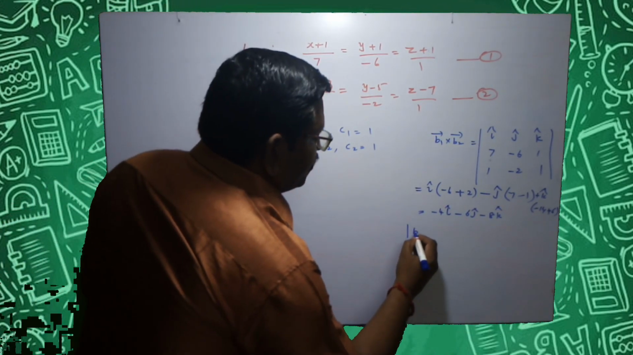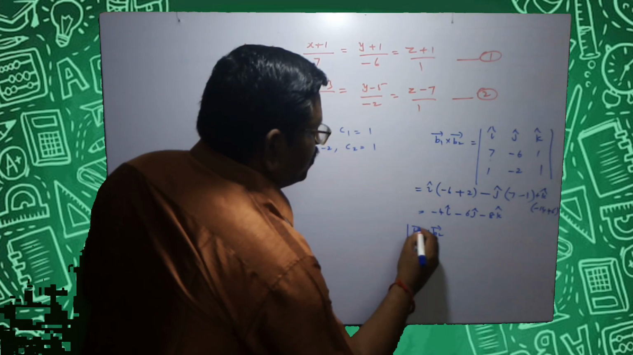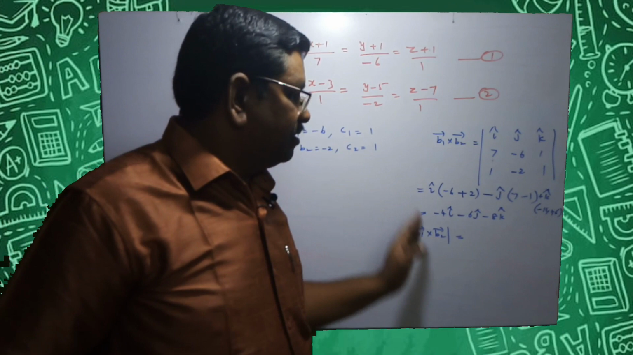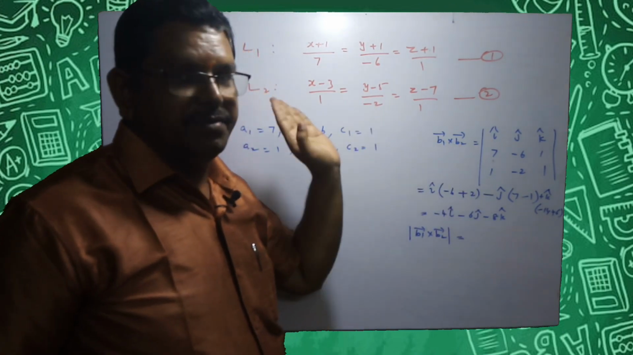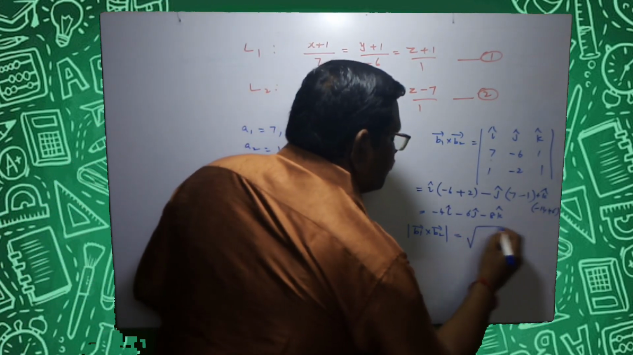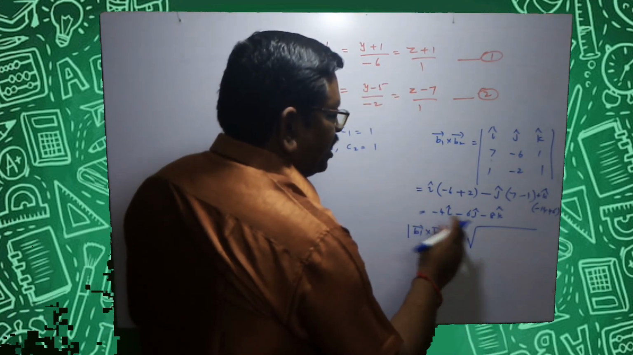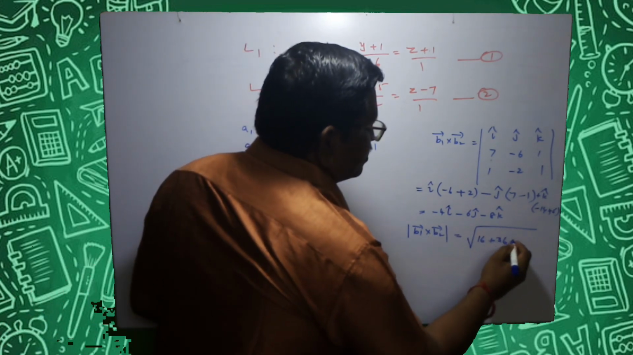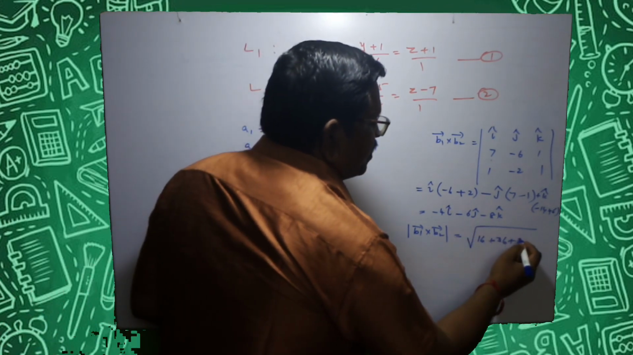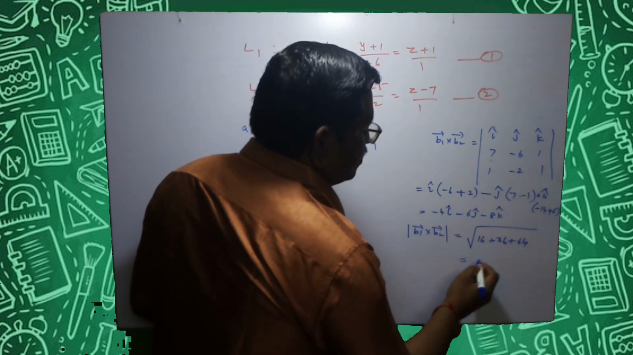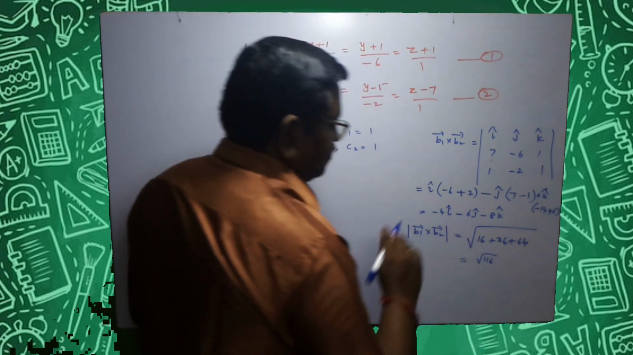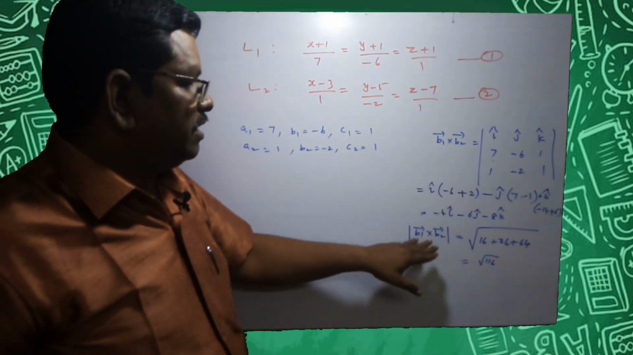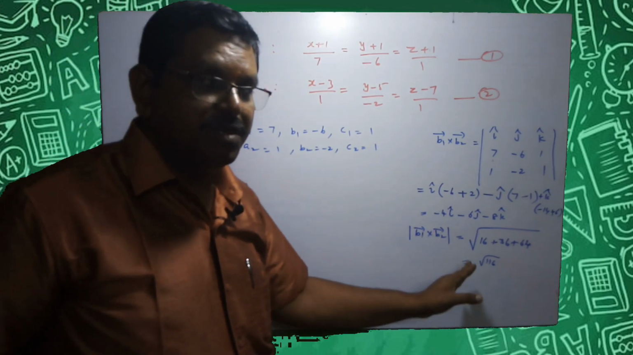Now we should find B1 cross B2, its magnitude, that means modulus of the B1 cross B2 value. So we will get square root of minus 4 whole square, it is 16, plus minus 6 whole square, that is 36, plus minus 8 whole square, that is 64. When we add them, root of 116. So we have found B1 cross B2, and second, we have found modulus of B1 cross B2.